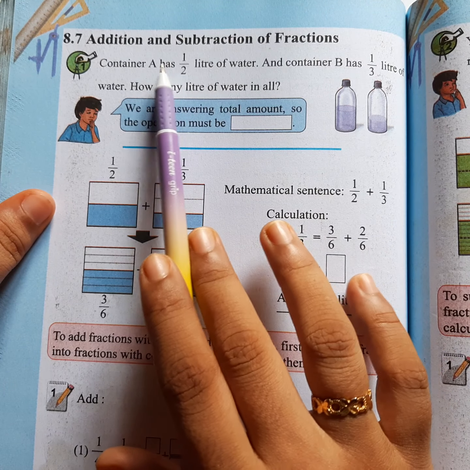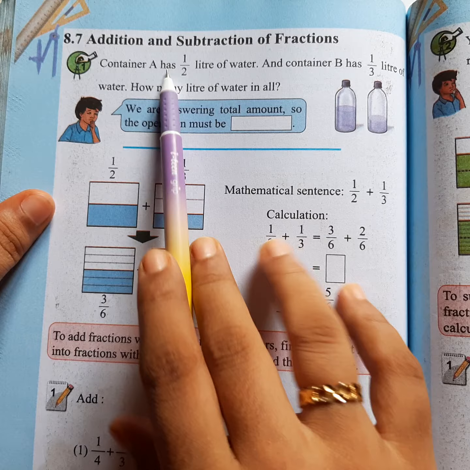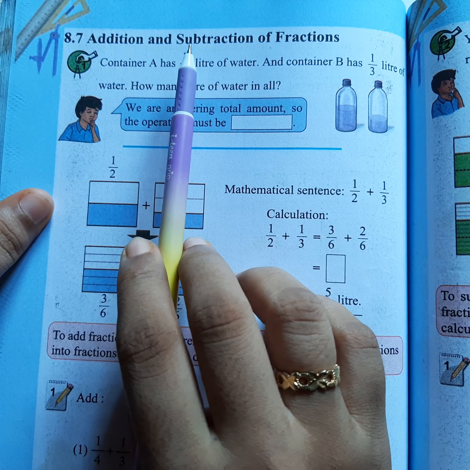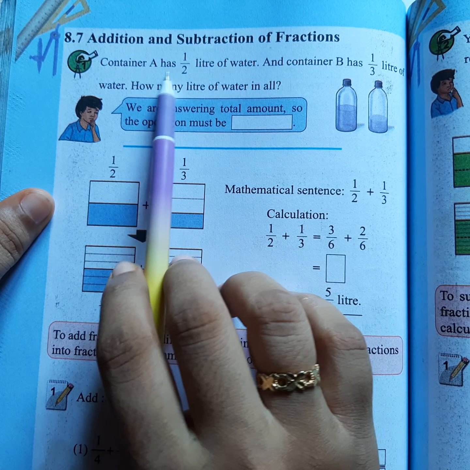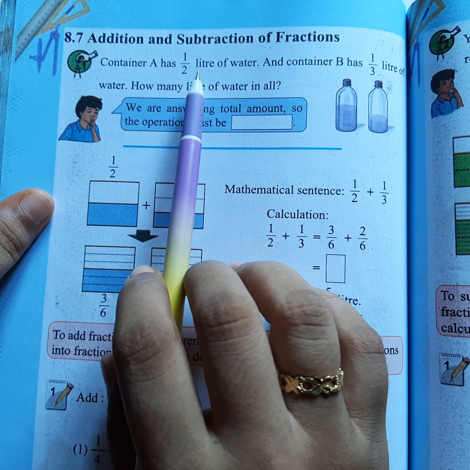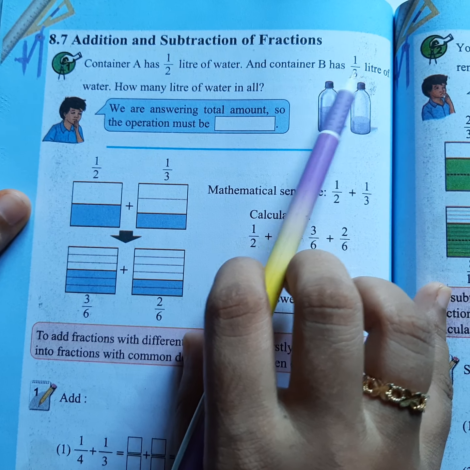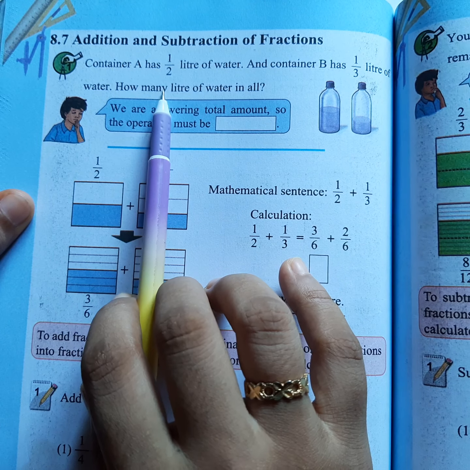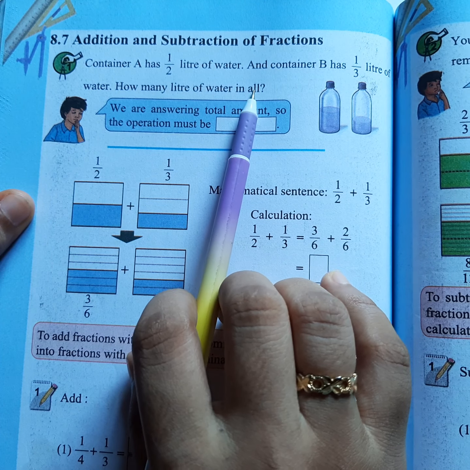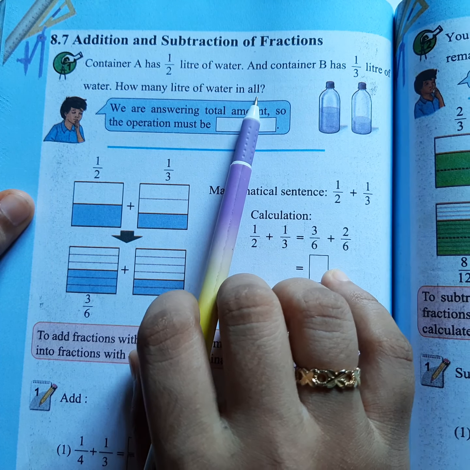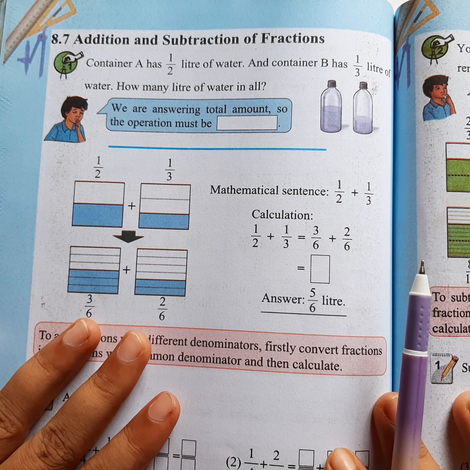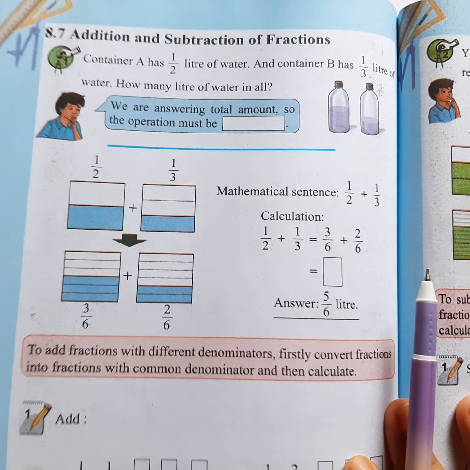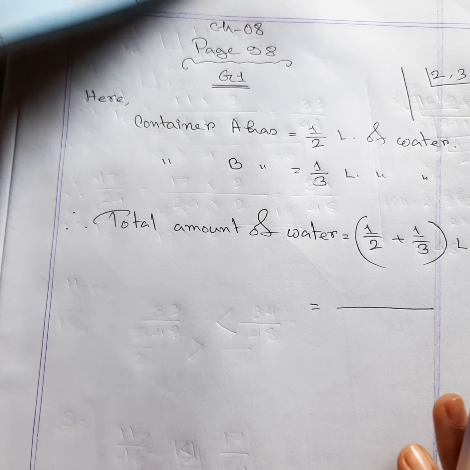Okay, there's a small story. They say that container A has 1/2 liter of water. That means half liter. And container B has 1/3 liter of water. How many liters of water in all? In both of them, in total, how many liters of water can we get? So what we are going to do is just the addition. Let me show you how to do that one.